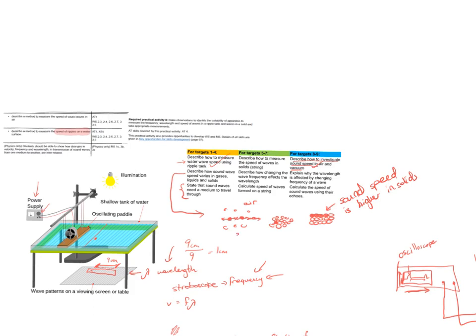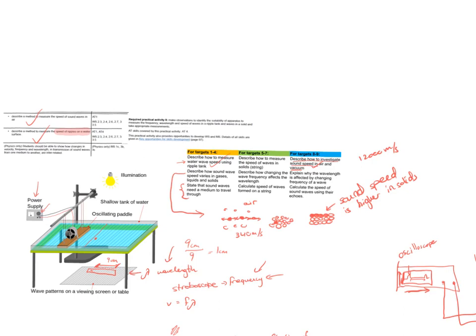So in normal air, it's about 340 meters per second. And if we look at a material, for example, diamond, in diamond, they can reach up to 12,000 meters per second. So you can see the difference between sound traveling through air and diamond, for example. So moving on to the next bit, we did describe a method to measure the speed of sound waves in air. So these two have been achieved.